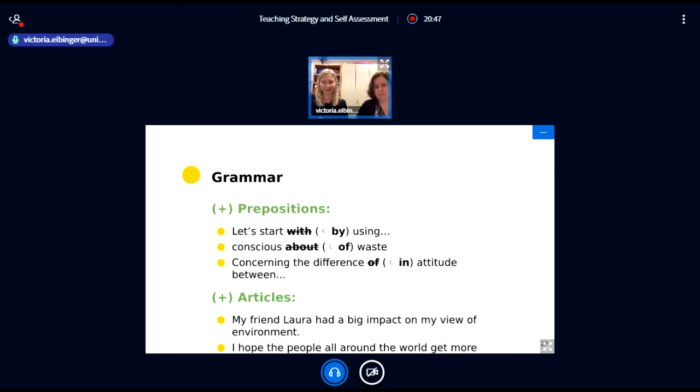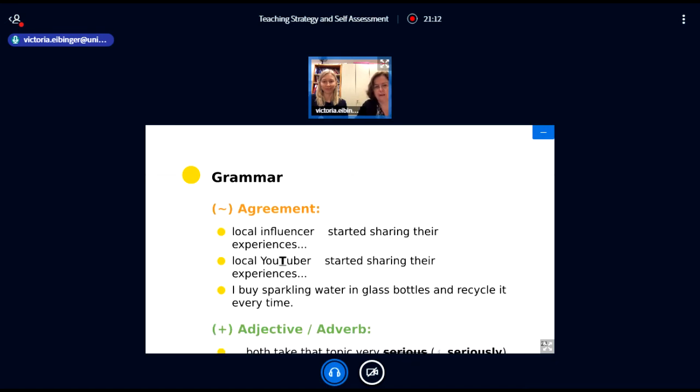Right, a few more comments about grammar. We already said it does well with very rule-based aspects of grammar, so it's not surprising prepositions are usually detected well. Let's start with doing something is replaced by, for example. Similarly, articles, a big impact on my view of environment should be the environment. This is something that is found very reliably.